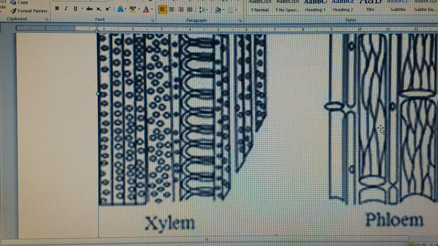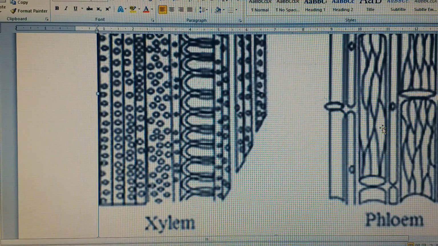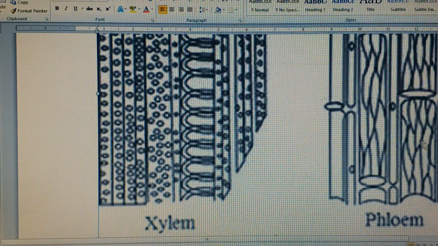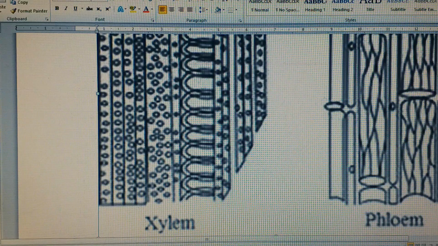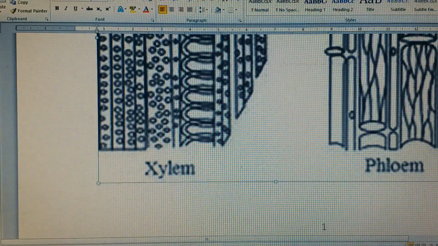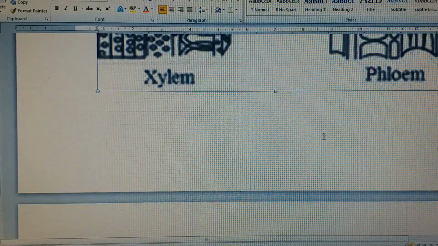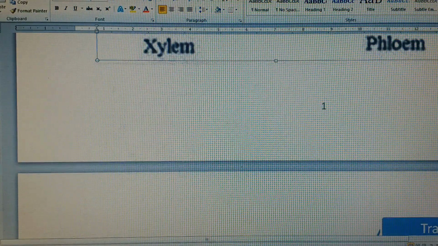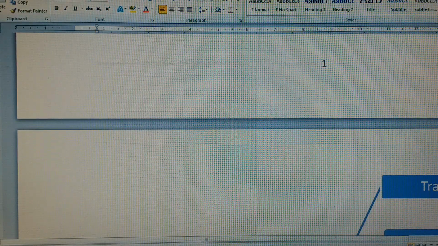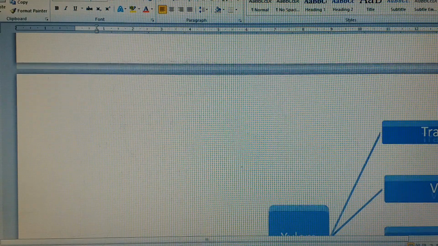It transports the food to the roots as well as to the various other parts of the plant. Now, as for xylem and phloem, you have seen this is a very complex structure. So now we will discuss the various types of complex tissue.